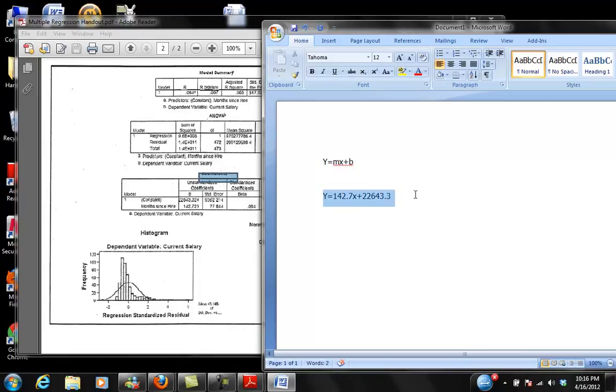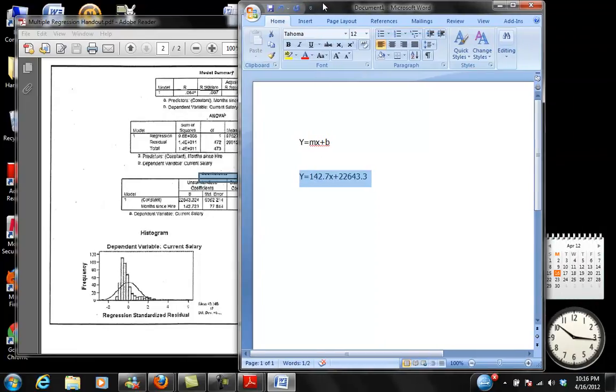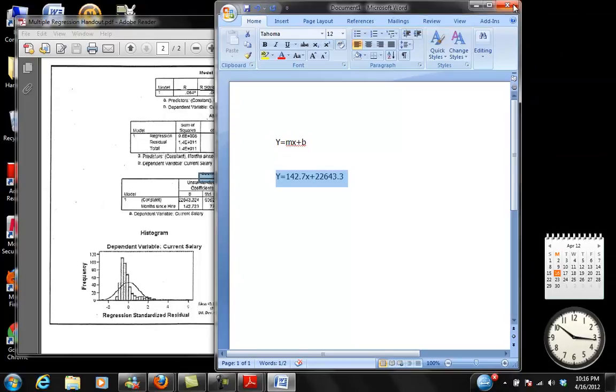And again, we know that we can write the equation. However, we also know that this relationship is not significant. So even though we can write the equation, we really shouldn't, because it doesn't give us any information about the relationship, because there is no relationship between the variables.